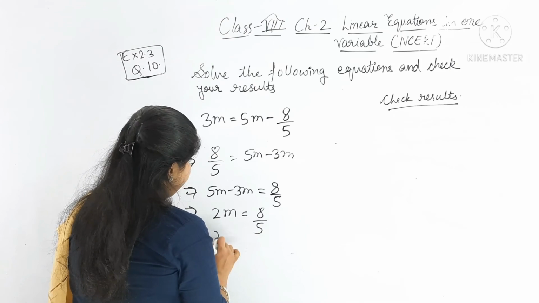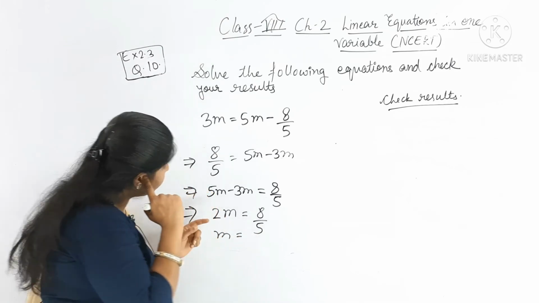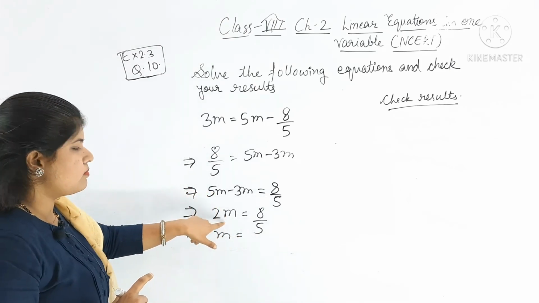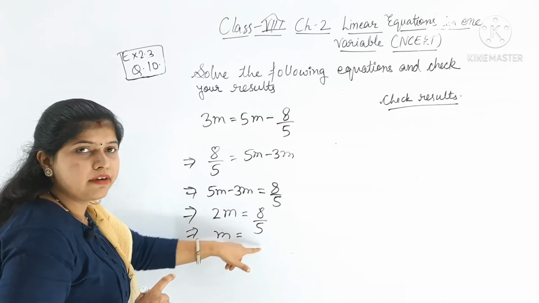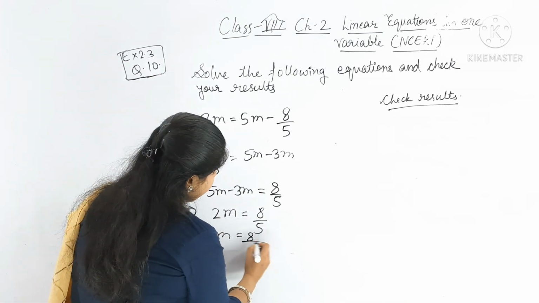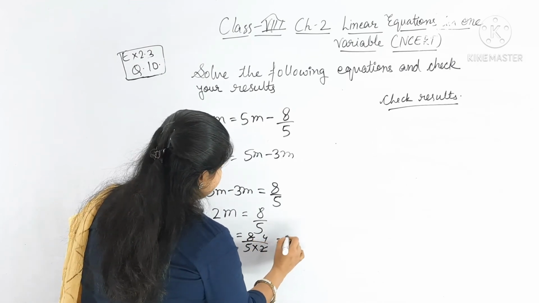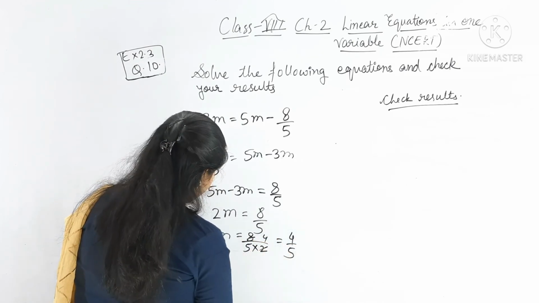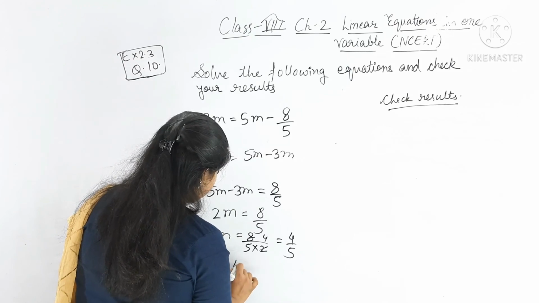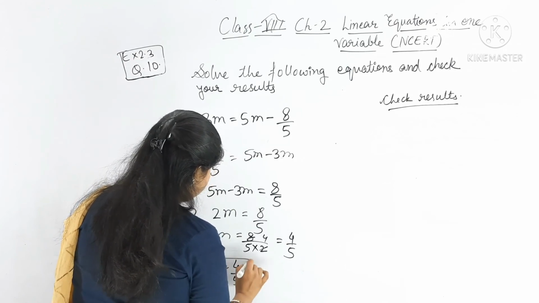So this 2 is multiplied with m, so we have to divide with this one, that is 8 by 5 into 2. So 2 ones are 2, 2 fours are 8. So I am getting here 4 by 5. Value of m is 4 by 5, right?